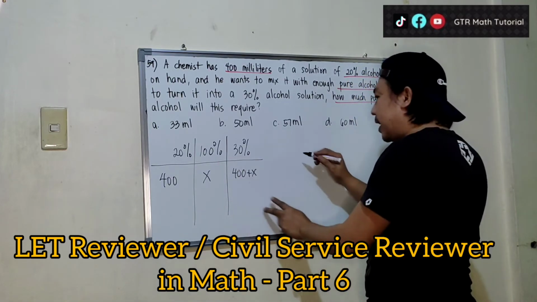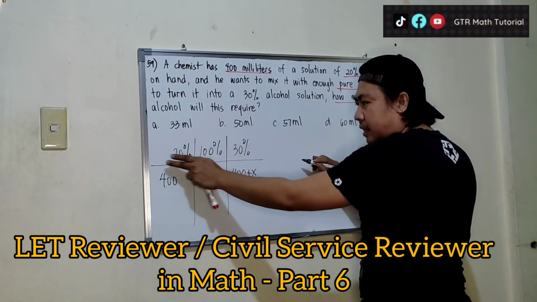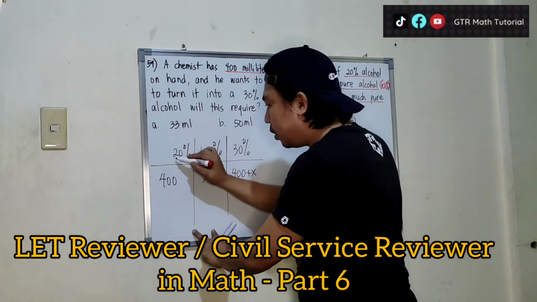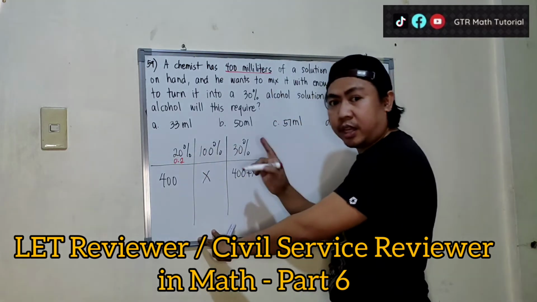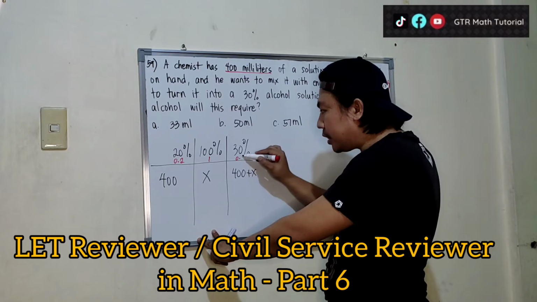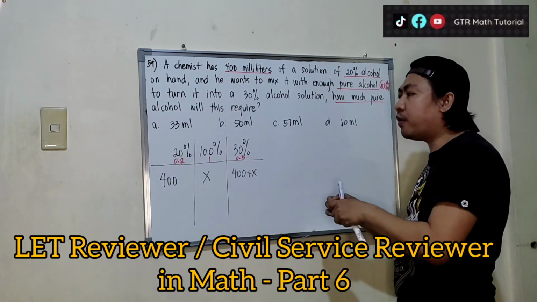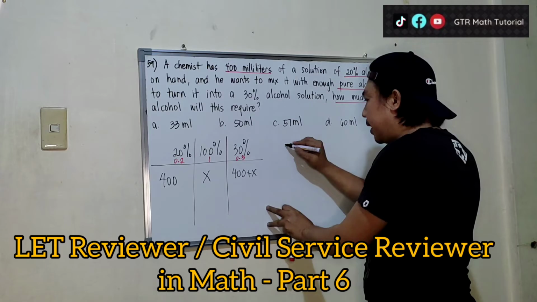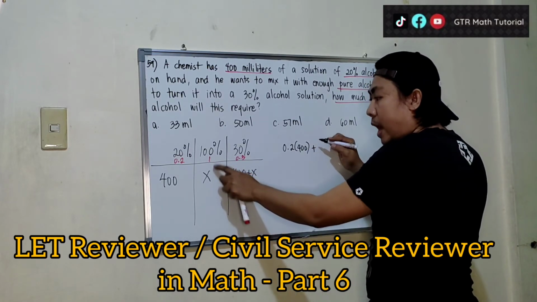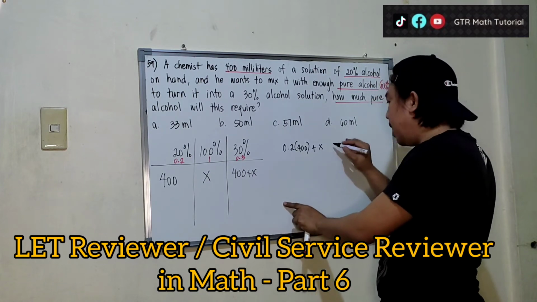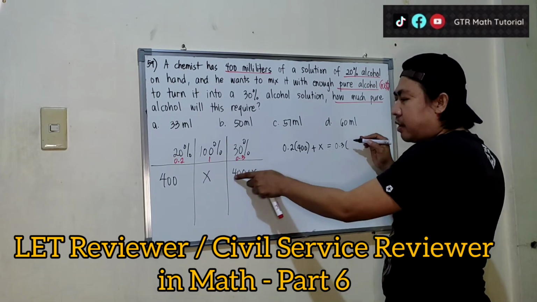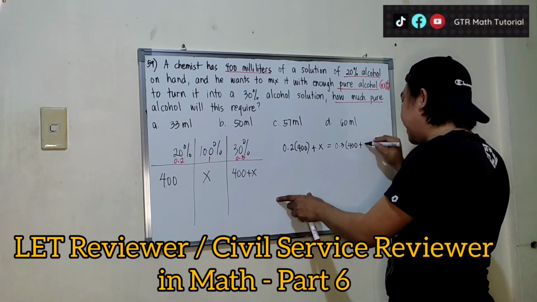So, therefore, ang equation natin is, convert na natin sa decimal lahat. So, 20%, that is 0.2. 100%, that is 1. And then 30%, that is 0.30 or 0.3. Okay, so therefore the equation is 0.2 times 400 plus 1 times x, or simply x na lang, equals, dito na sa combination, 0.3 times 400 plus x.